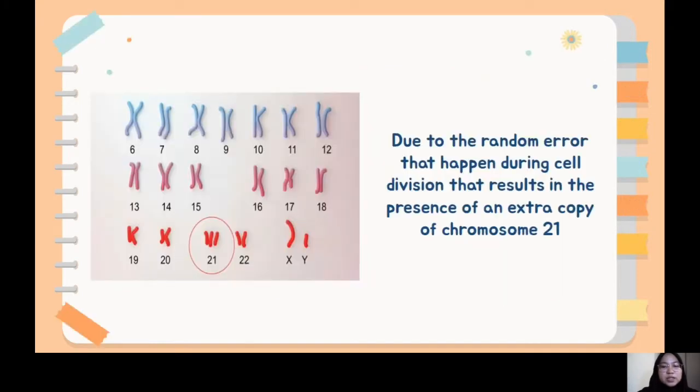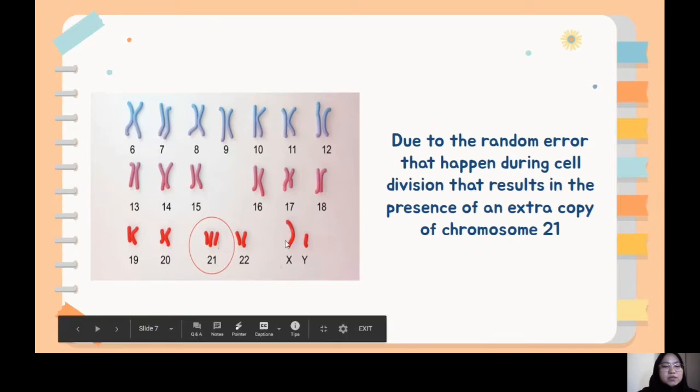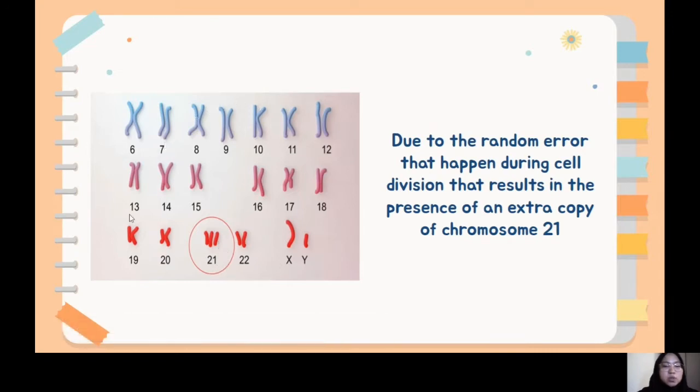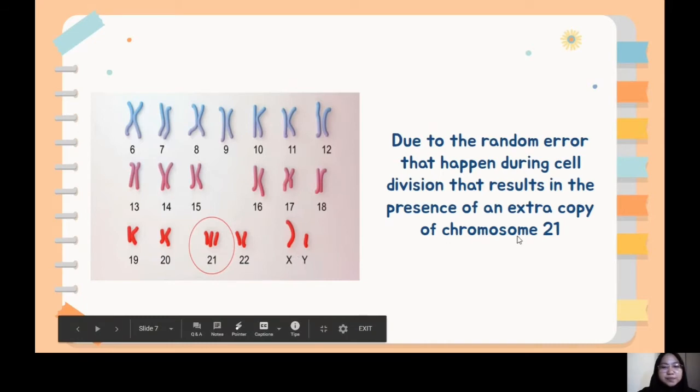Generally, Down syndrome occurs due to a random error that happens during cell division that results in the presence of an extra copy of chromosome 21. You can see here that a patient with Down syndrome has a total of 47 chromosomes instead of 46.